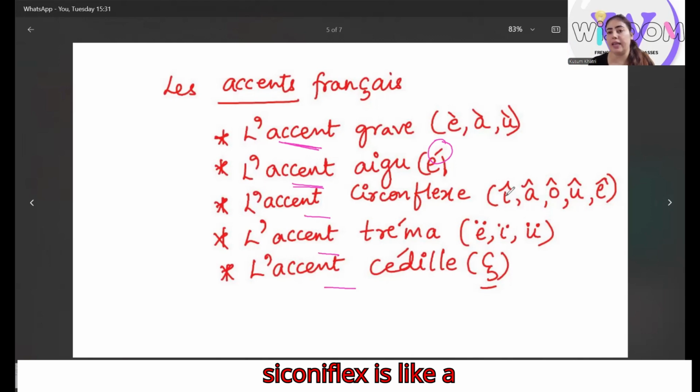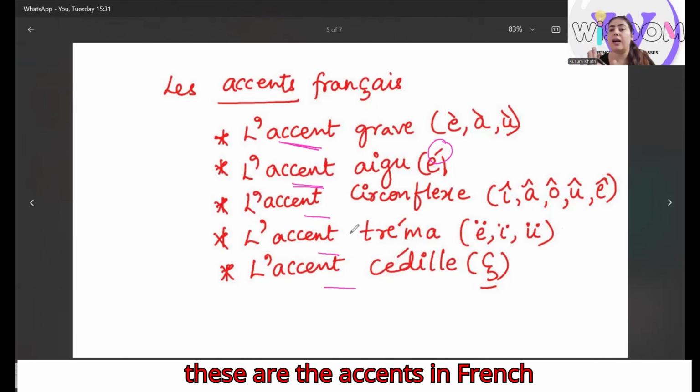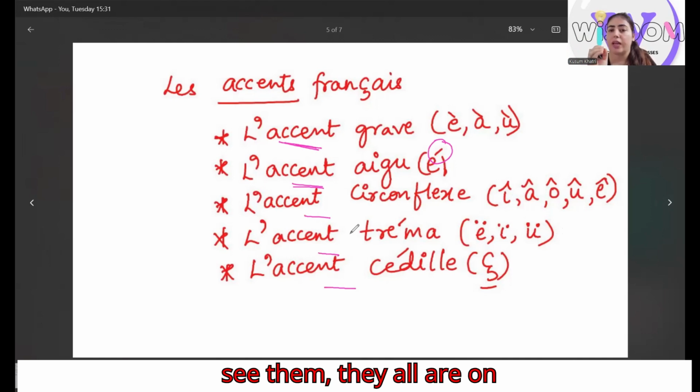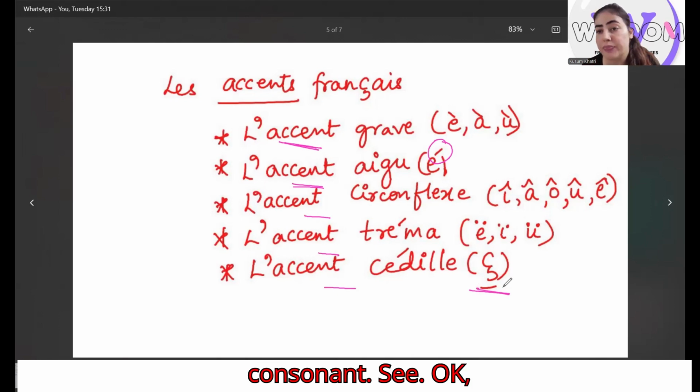L'accent circonflexe is like a hat, and it exists on all the vowels. L'accent tréma is two dots on vowels like E, I, and O. L'accent cédille exists only below the letter C. So these are the accents in the French language. If you look closely, they are all on certain vowels, except for the cédille, which is put under the consonant C.